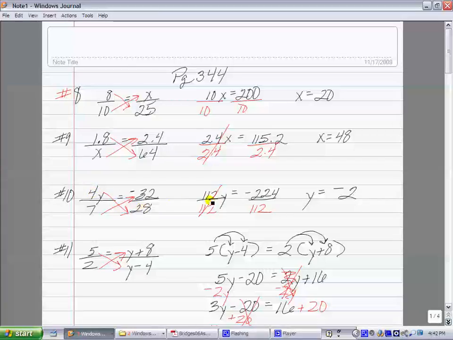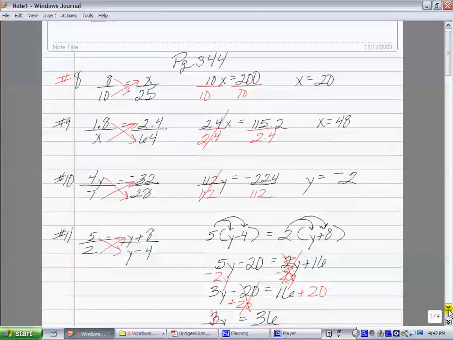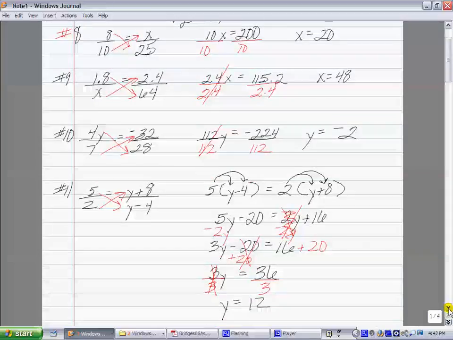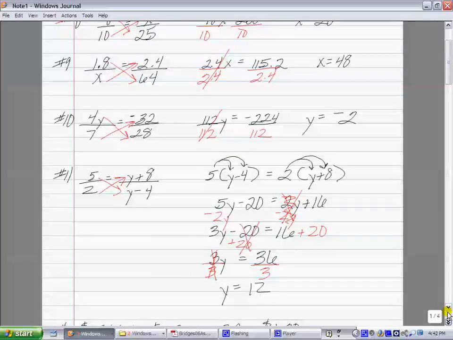Number 11 becomes even more difficult because now I have some addition and subtraction involved with my variables. But the way that I can do that is by distributing, just like it's shown here. So I have 5, and I'm going to distribute to the y and to the negative 4 so that I come up with 5y minus 20, because 5 times y is 5y, and 5 times negative 4 is negative 20. So I have 5y minus 20. Over here, the same thing. I distribute, so I come up with 2y plus 16.